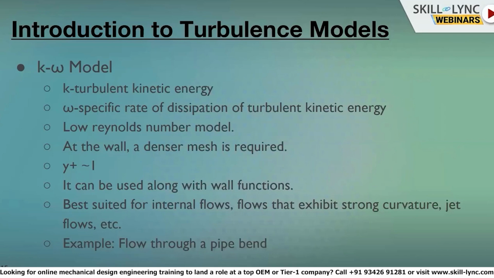This model is best suited for internal flows and flows that exhibit strong curvature, etc. The best example for this model is flow through a pipe bend. Those are the applications where we can use the K omega model. One factor we need to take care of in this model is that our mesh should be very dense near the wall, so our y plus should be close to 1. Accordingly, we need to place the first cell height. Those concepts we will discuss when we go for the y plus discussion.